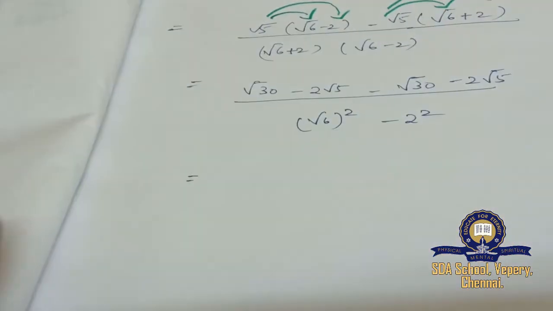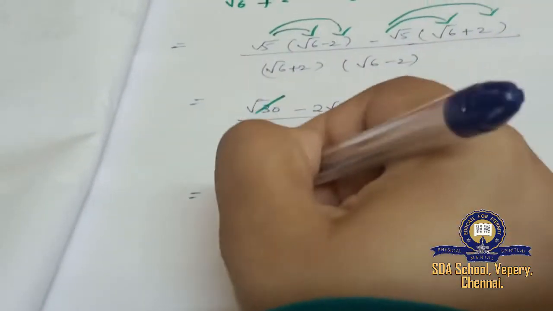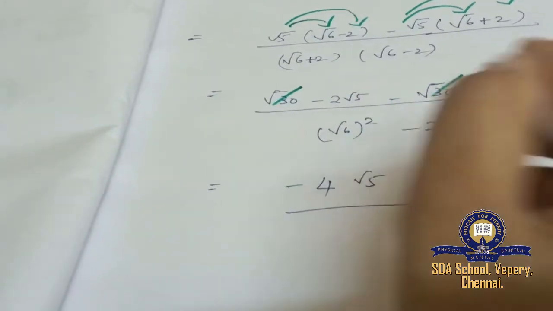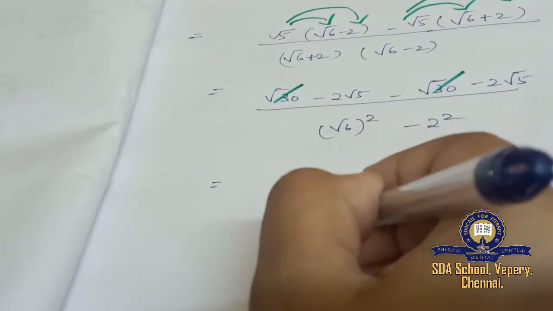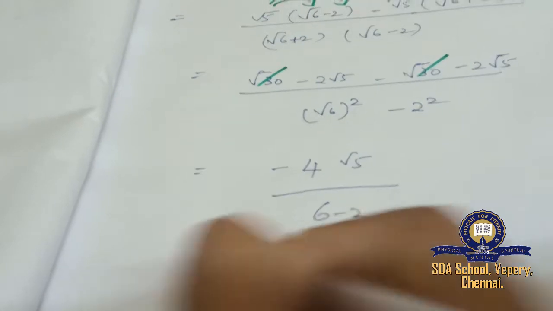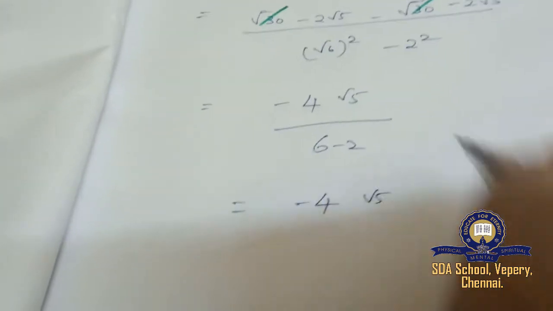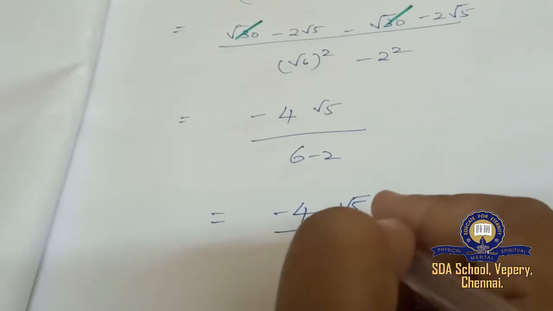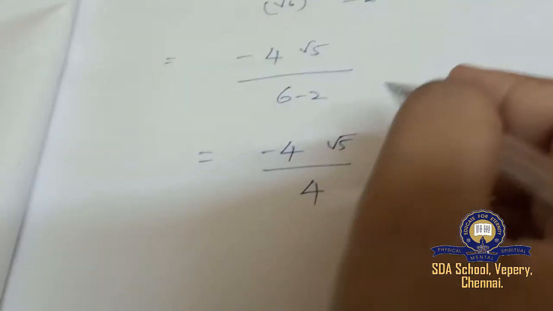Let us simplify. What will I get? Plus 30 and minus 30 will get cancelled. I'll be left out with minus 4 root 5 divided by what? 4. 6 minus 2 is 4. Minus 4 root 5 divided by 4. Got it, students? Then what can I do further?